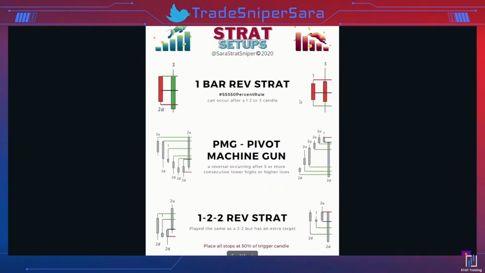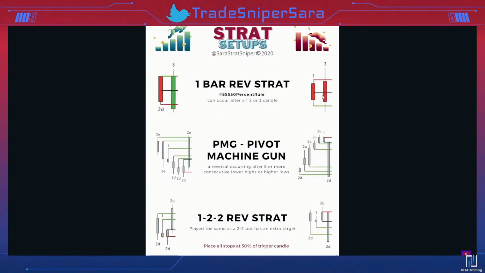Page 2, a 1-bar rev strat. This is my bread and butter, and you could make a living trading only this one strategy. So a 1-bar rev strat takes out the previous candle's low, fails, and comes and takes out the previous candle's high. Now, we don't really call these 3 ups, even though they close to the upside. This would just be considered more of a bullish 3. And then same thing goes over here. Took out this candle's high, failed, took out the low.